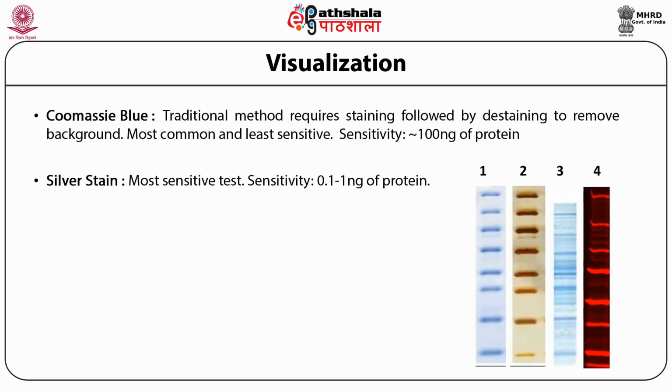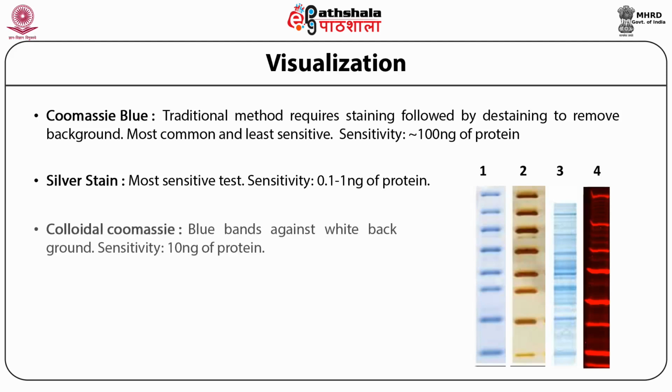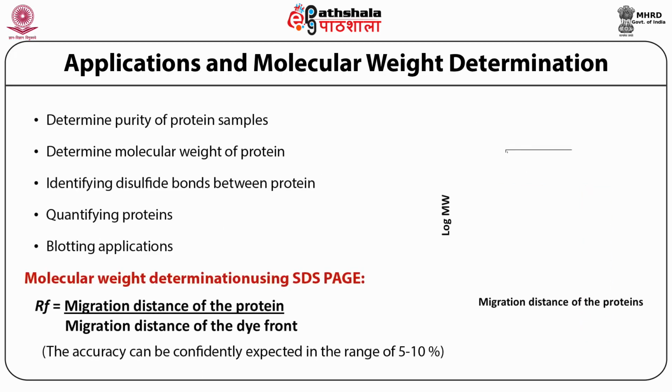We then have a modification of Coomassie called colloidal Coomassie, which uses ammonium sulphate to precipitate the proteins. In this particular technique, we get blue bands against a transparent white background. The sensitivity of the technique is 10 nanogram of protein. And finally, we have the Sypro Ruby, which results in red bands against a black background and has sensitivity of 0.25 to 1 nanogram. SDS PAGE has a wide range of applications in protein chemistry and molecular biology.